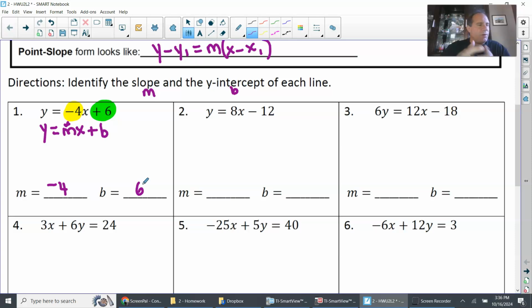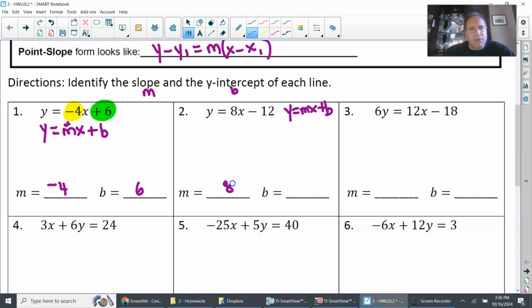So what the slope tells me about this is that this line is going down from left to right. It's pretty steep because that number is further away from 0. And b is the y-intercept. It crosses at 6 on the y-axis, right? And that's about it. So this one is also in y equals mx plus b format.